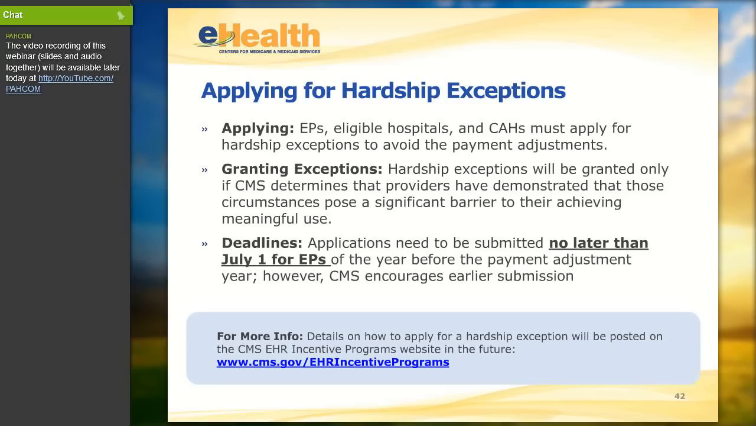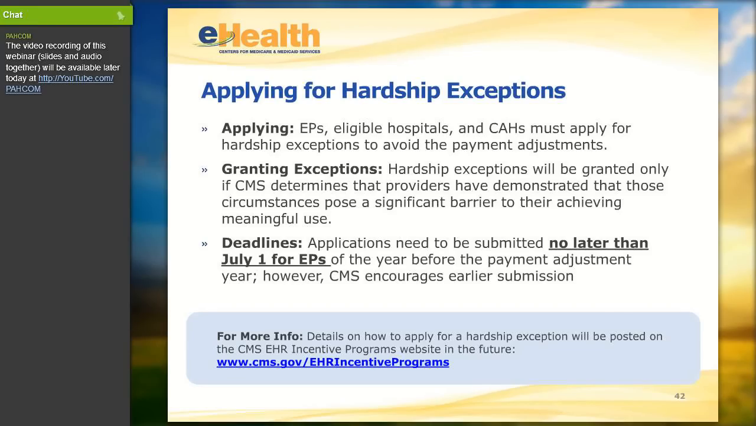Everybody else has to actually apply for a hardship exception. Whether you're an EP or a hospital, you would apply. Note that the hardship exception only applies to avoiding payment adjustments. It does not apply to anything having to do with receiving an incentive payment. It is only to do with payment adjustments.